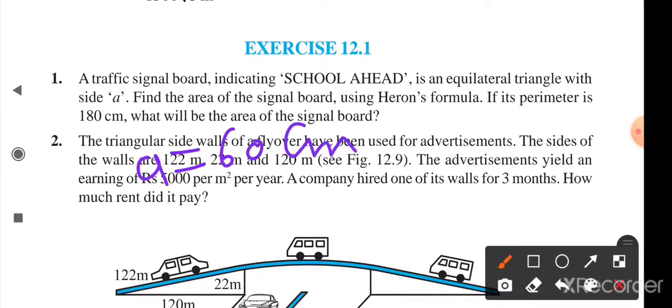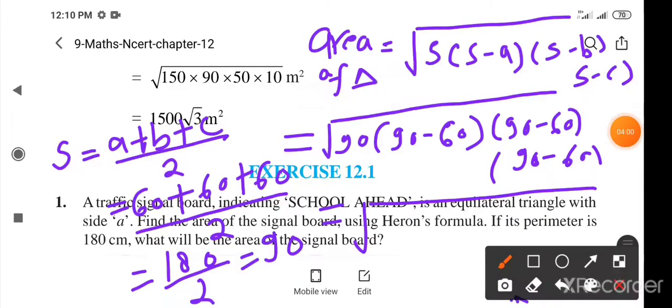Now you have to find out the area. So you will again use the formula of Heron's and you will put the values. Now for finding the area of the triangle, first you have to find out the semi-perimeter S.